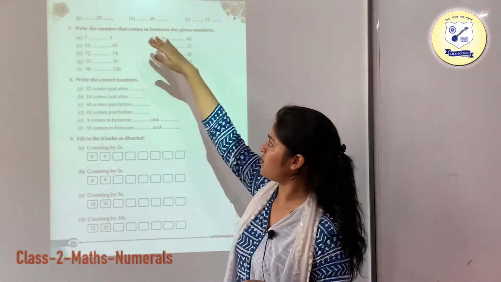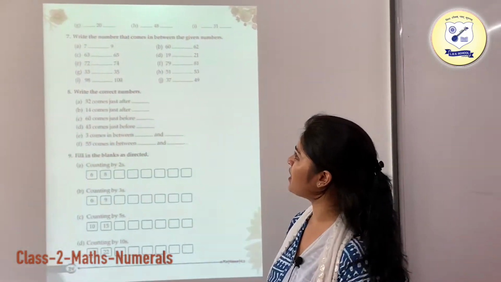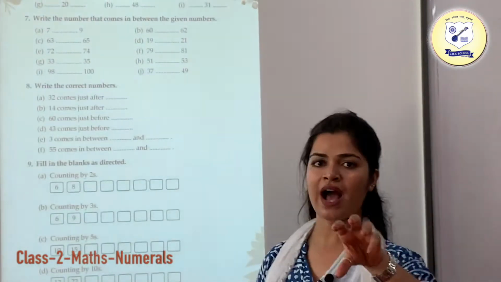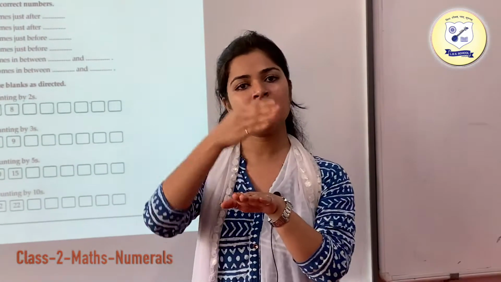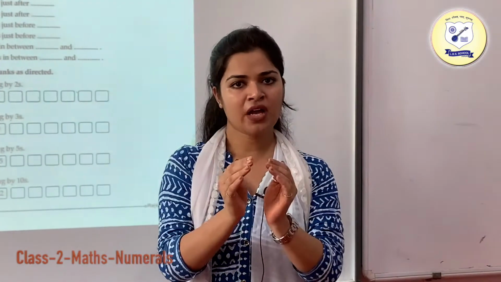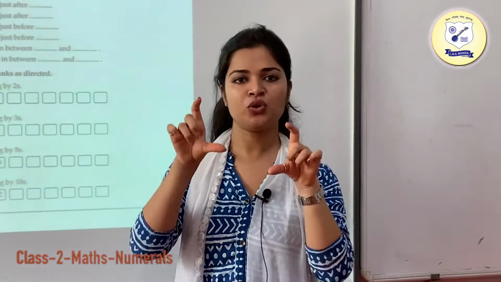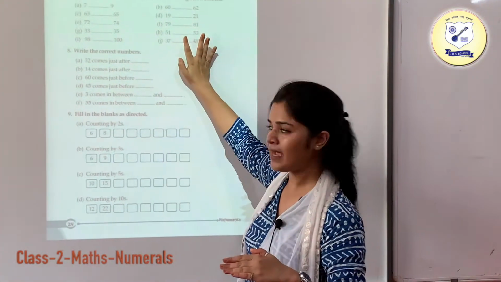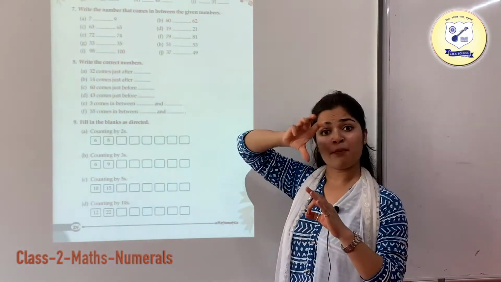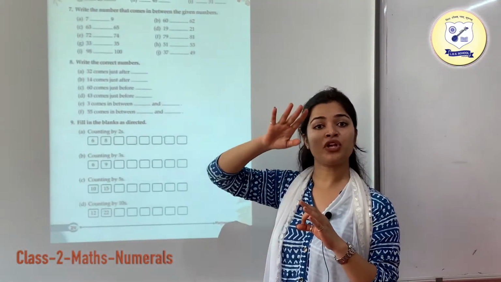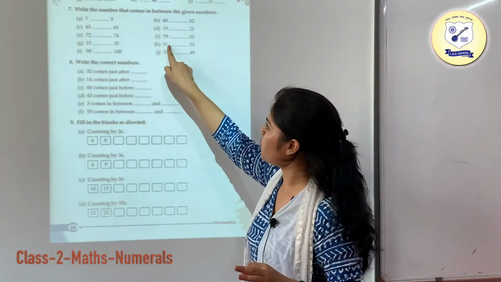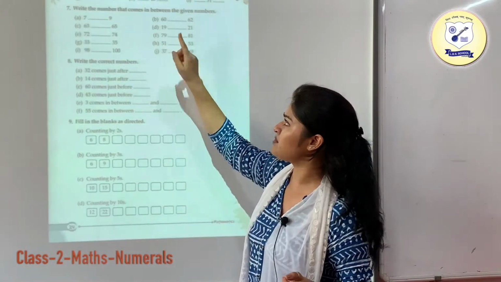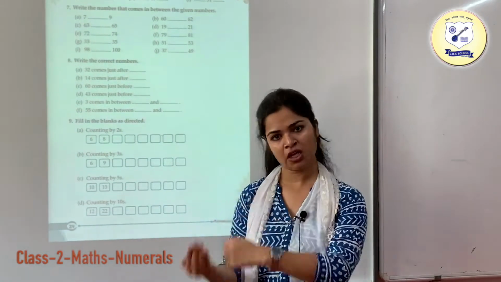Now these three are also examples of the same one. So we are just moving to the seventh one. Write the numbers which come in between the given numbers. Earlier you were having the middle number and we were writing the before number and the after number. Now we are being provided with two numbers, and you need to write the middle number. Like you can see that we are having 51, after that a blank, and after that you are having 53. So the number which comes in between 51 and 53 is going to be 52.